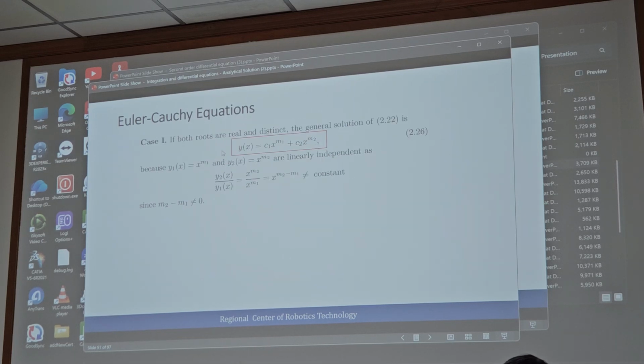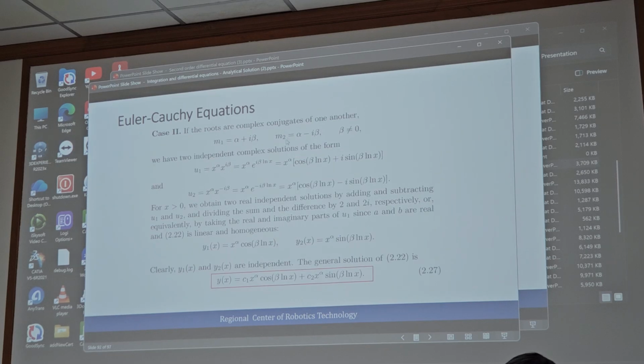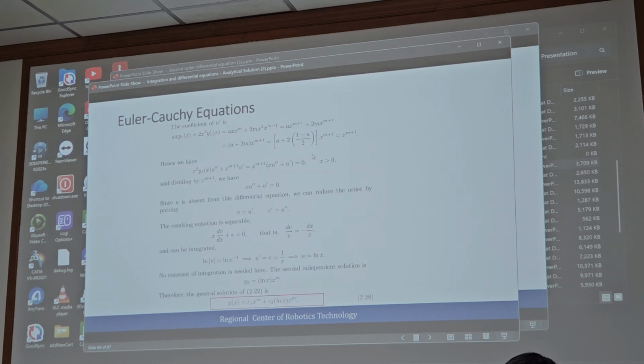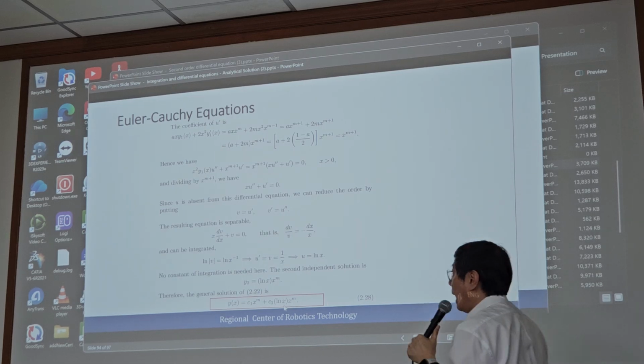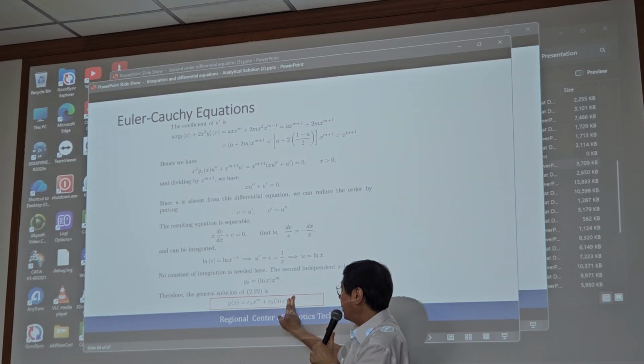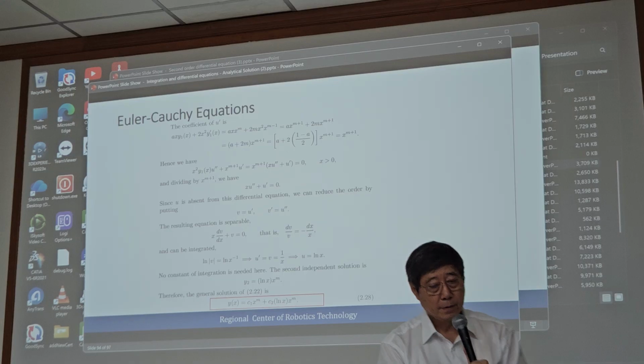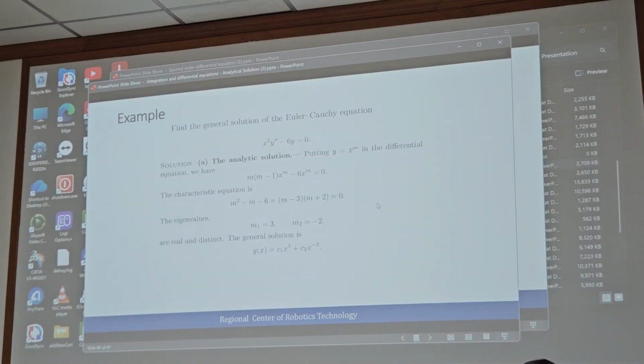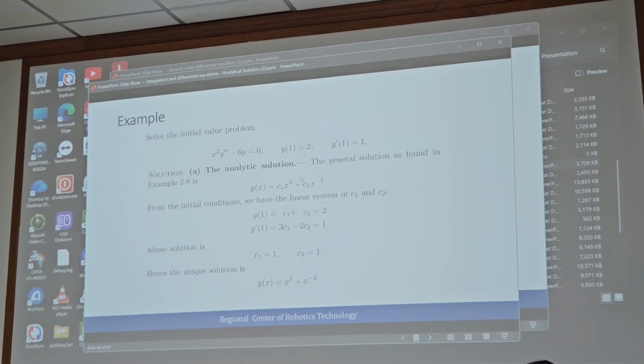So we have three cases. Case number one, distinct root. Case number two, and case number three is repeated root, right? And you have it in terms of x. Now, in this form, you have log x. If you have a repeated root, log x instead. So this one can be used, Cauchy, for the general solution.